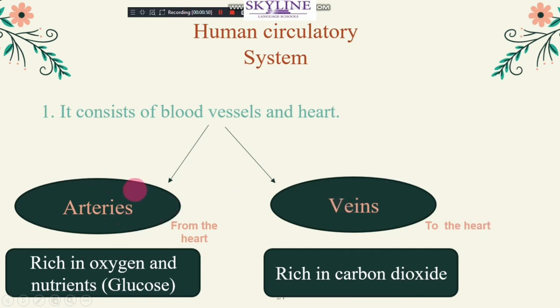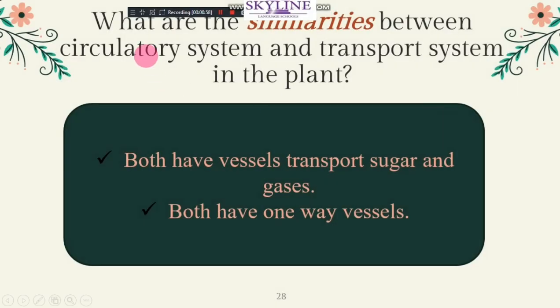So arteries have one way, veins one way, so the vessels inside the human circulatory system have one way. What are the similarities between the circulatory system and the transport system? Both have vessels that transport sugar and gases. Sugar like nutrients, and gases, carbon dioxide and oxygen. Both have one-way vessels. The vessels inside the plant, xylem and phloem, and the vessels inside us, like veins and arteries, both of them have one-way vessels. Okay?